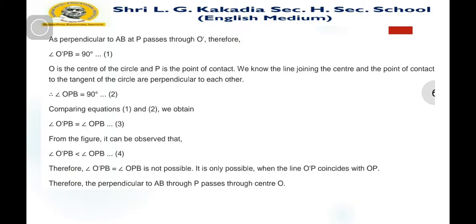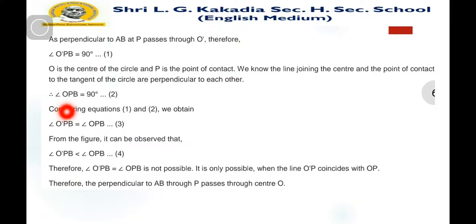Therefore, angle O dash PB is equal to 90. As we know, the tangent at any point on a circle is perpendicular to the radius, so the angle will be 90. O is the center of the circle and P is the point of contact. We know that the line joining the center and the point of contact to the tangent of the circle are perpendicular to each other.